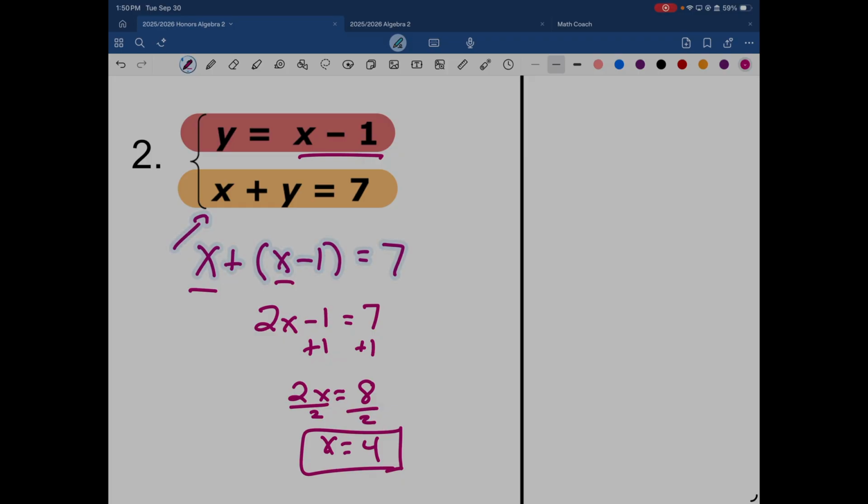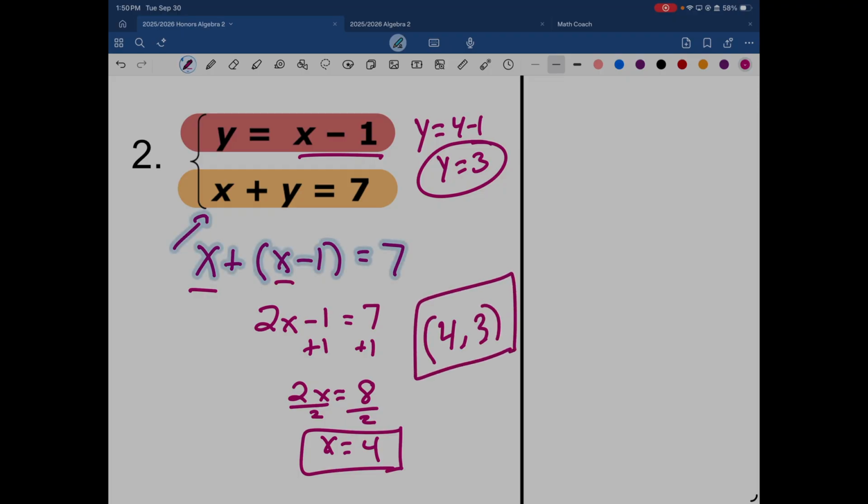Now that we know the value of x, we need to substitute that back into either of the equations. I'm going to put it in the top one, because then I just have to go 4 minus 1. 4 minus 1 is 3. Always write your answer as a point in the coordinate plane, alphabetically x, y. So remember what that means. That means that the point (4, 3) is the point of intersection, and it also means that (4, 3) is a solution for both of those equations.